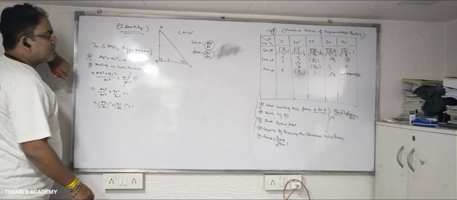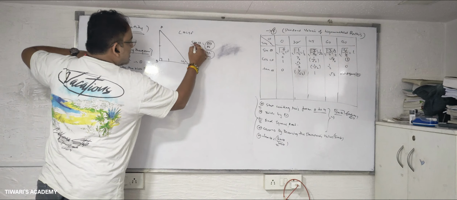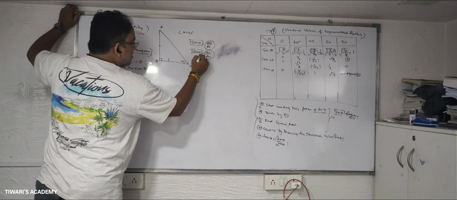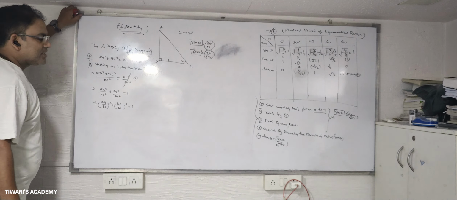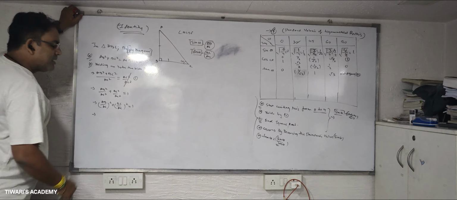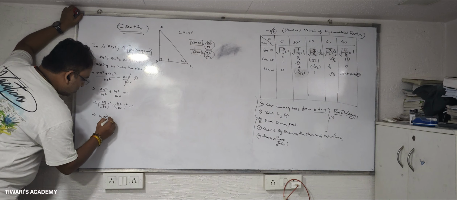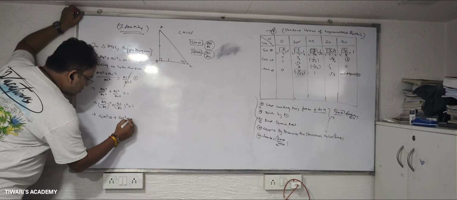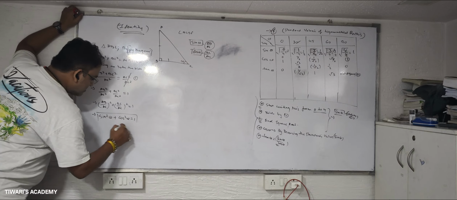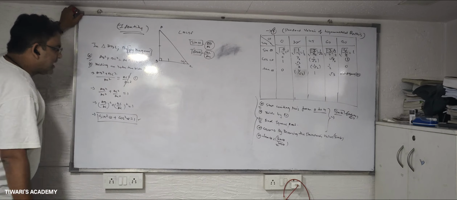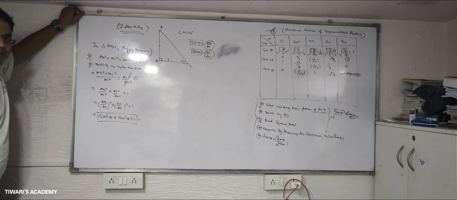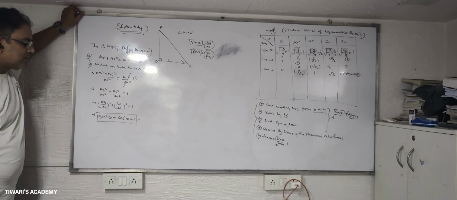But what is my AB upon AC? It is sine theta. Now what is my BC upon AC? It is cos theta. So in place of AB upon AC, what will I write? I will write sine square theta plus cos square theta is 1. This is my first standard identity which I got. Alright. So sine square theta plus cos square theta is equal to 1. Okay, so first part we got.